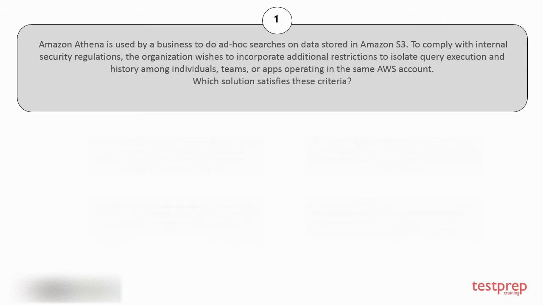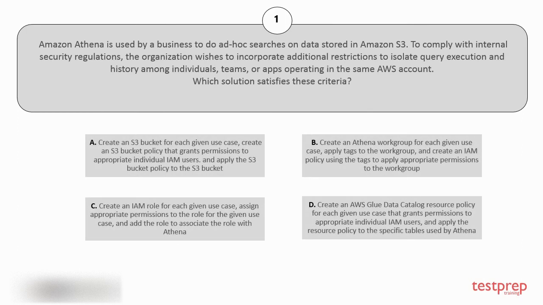Your options are: A. Create an S3 bucket for each given use case. Create an S3 bucket policy that grants permissions to appropriate individual IAM users, and apply the S3 bucket policy to the S3 bucket. B. Create an Athena workgroup for each given use case, apply tags to the workgroup, and create an IAM policy using the tags to apply appropriate permissions to the workgroup.